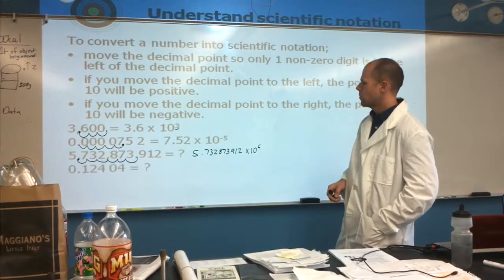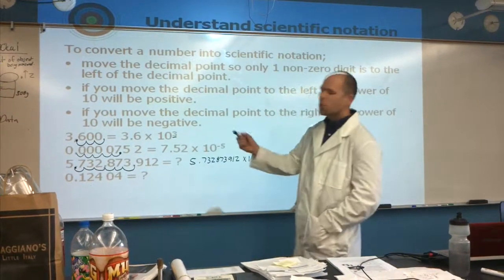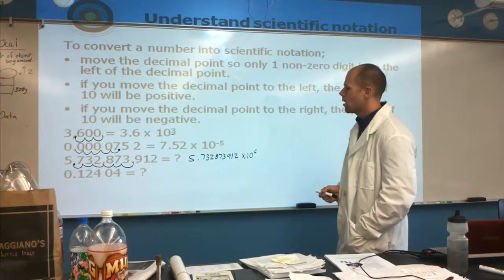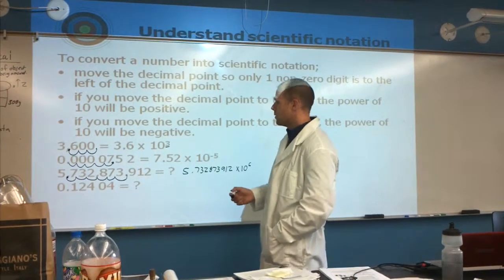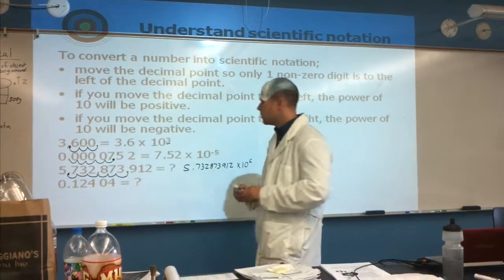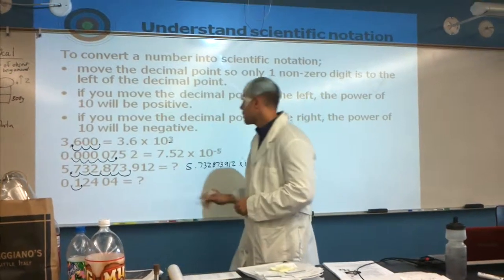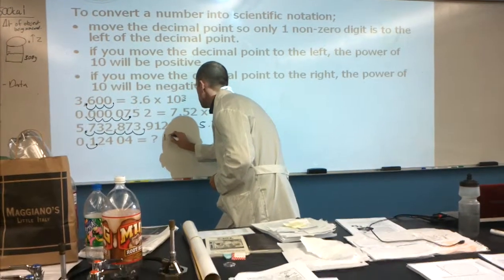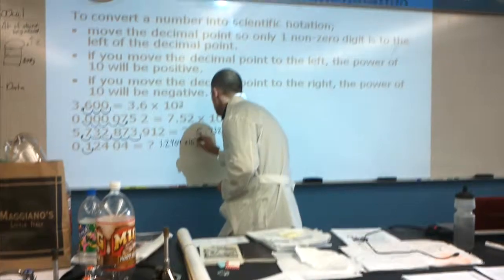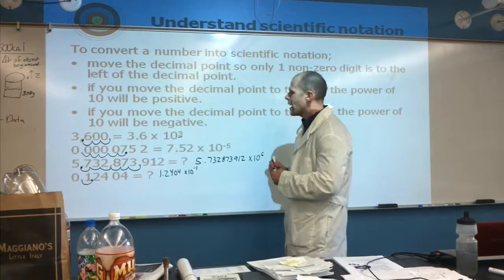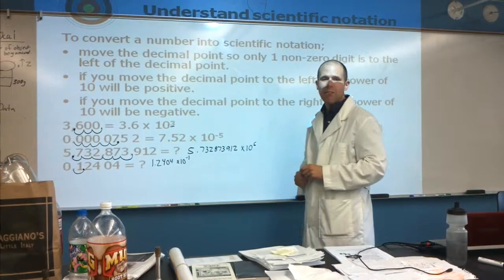Next, another example. 0.12404. How are we going to get that into scientific notation? Well, this is a simple one. We want a number that is not greater than 10. We don't want it less than 1. And therefore, we're going to move the decimal place over just one time. So this becomes 1.2404 times 10 to the negative first. Notice that we move the decimal point to the right, and therefore we have a negative exponent.